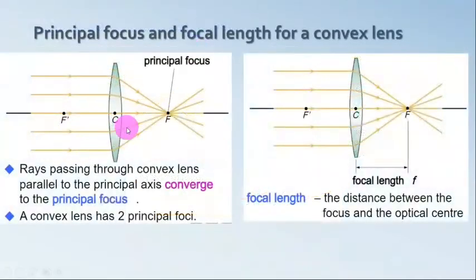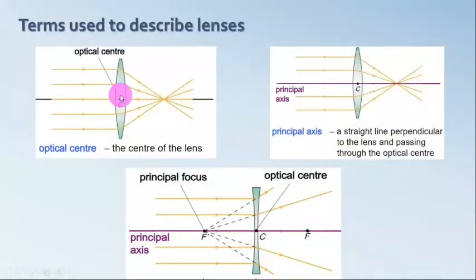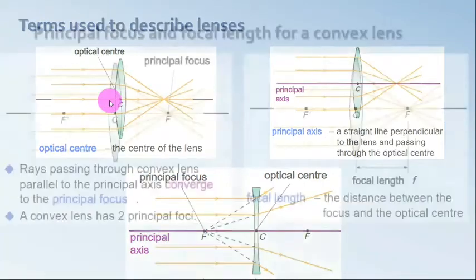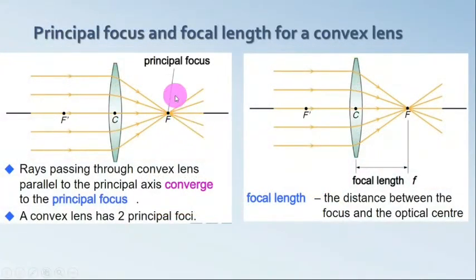So again, what do we have? First of all, we have here what? Optical center. Optical center, it's the center of the lens. And we have principal axis. It is the axis, or the straight line, that passes through the optical center and is perpendicular to the lens. And we have principal focus where all points meet. And also we have focal length. It's the distance between the principal focus and the center of the lens.